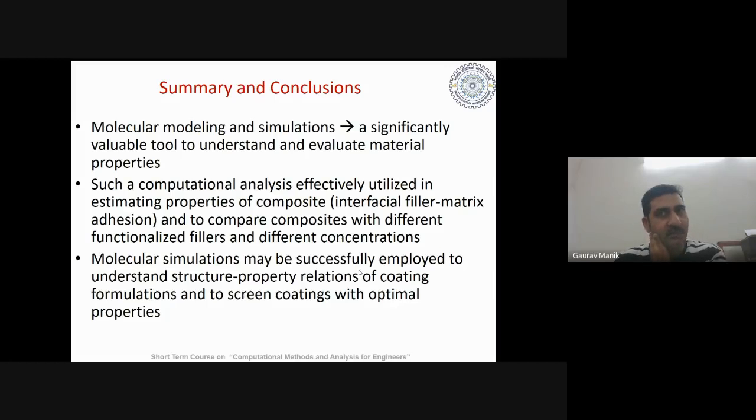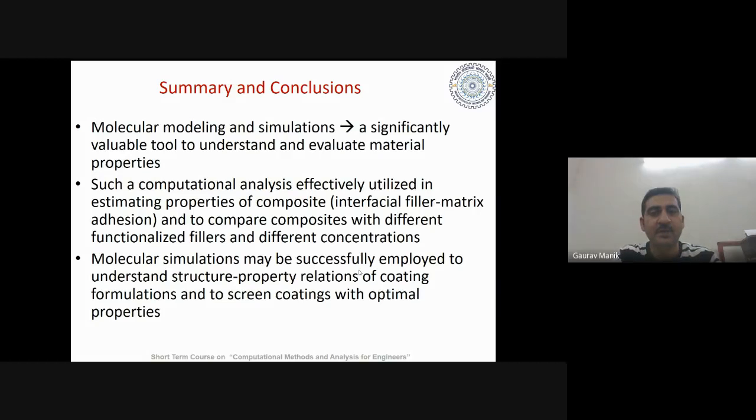So, to conclude, as a significant, valuable tool, molecular modeling and simulations can help understand and evaluate material properties. As a computational analysis, we can estimate properties of polymer composites. At least we can get a very good understanding of the interfacial filler and matrix adhesion, and we can compare composites with different functionalized fillers and different concentrations. Molecular simulations may also be successfully employed to understand the structure-property relationships of coating formulations and to screen coatings with optimal self-clean properties.